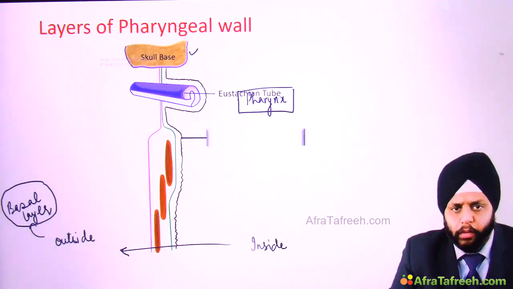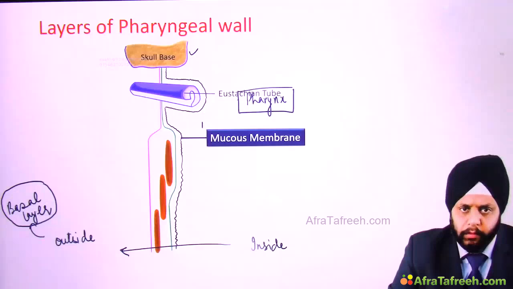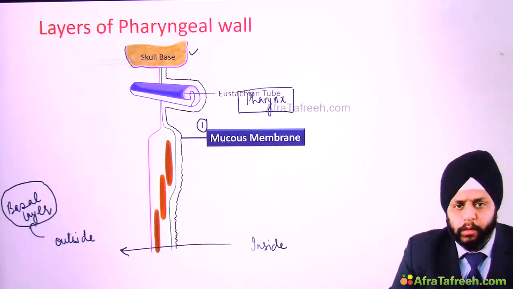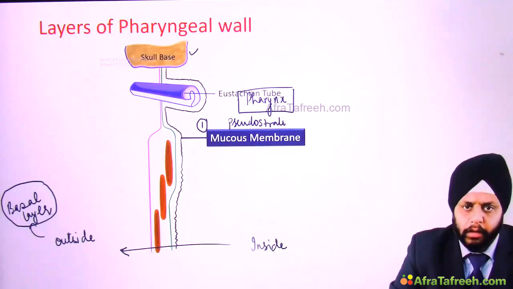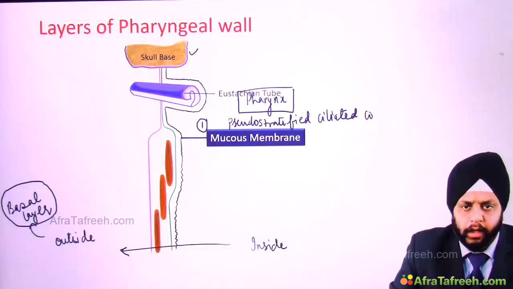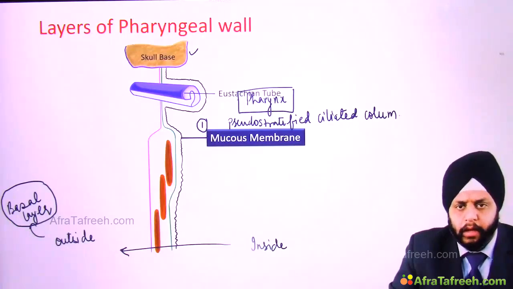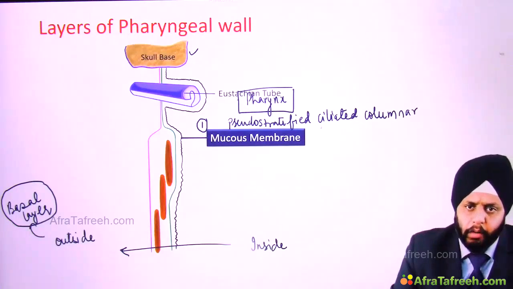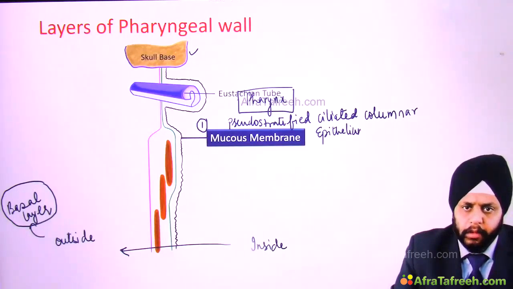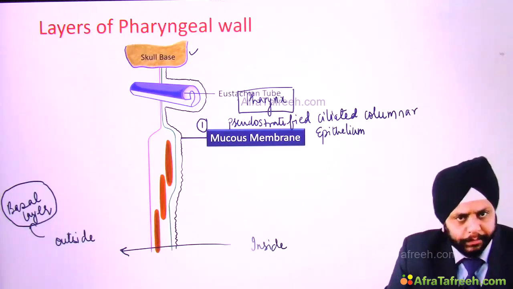Number 1 layer over here is the mucous membrane, or the mucosa, and we know that this is the pseudostratified ciliated columnar epithelium. This part we have already studied in the nose, that the whole nasal cavity, sinuses, pharynx, larynx, trachea, and bronchi are all lined by pseudostratified ciliated columnar epithelium, which is also known as the respiratory epithelium, right?